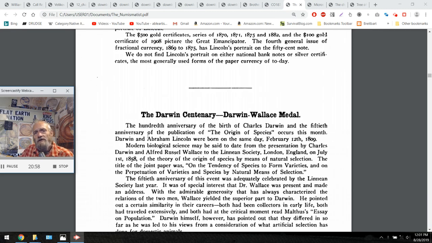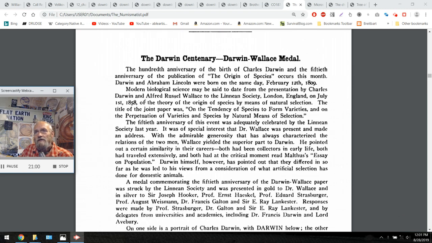Because after all, and I'm going to close with this section. This was the Darwin centenary. Darwin Wallace Medal, the 100th anniversary of the birth of Charles Darwin and the 50th anniversary of the publication of The Origin of Species occurs this month.